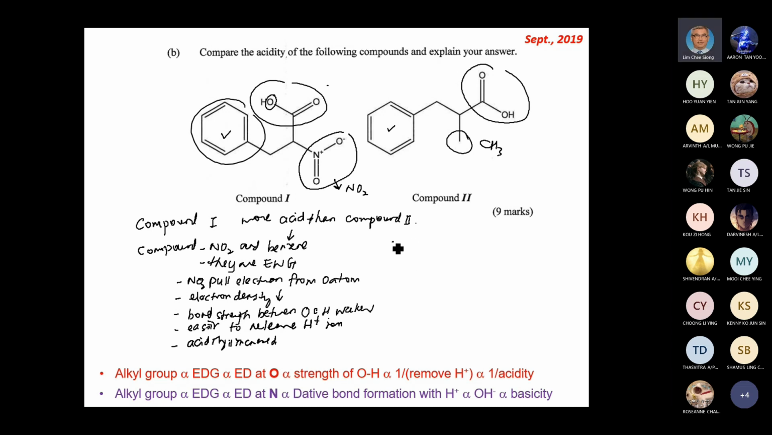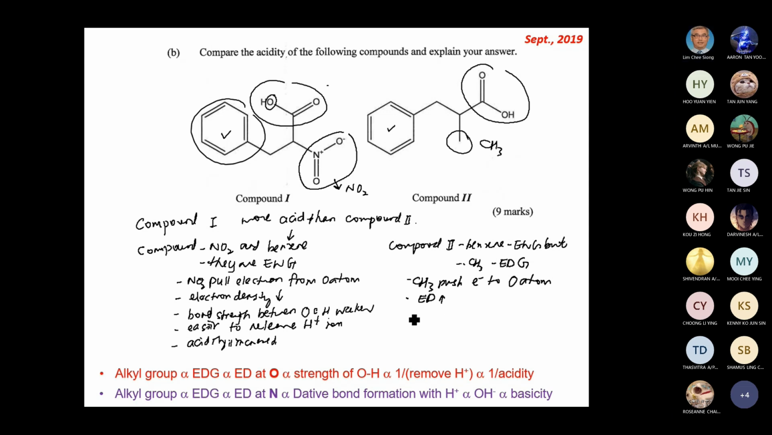Okay, then afterward you go to compound 2. In compound 2 we got benzene, which is under EWG, but you put a bar, and we got CH3, which is under the EDG group. Those EDG groups, what will they do? They will push or donate electron to the atoms. That's why the electron density gets higher, and the bond strength between the O and H gets stronger and it is difficult to release H plus. So that's why the acidity gets lower or decreases.